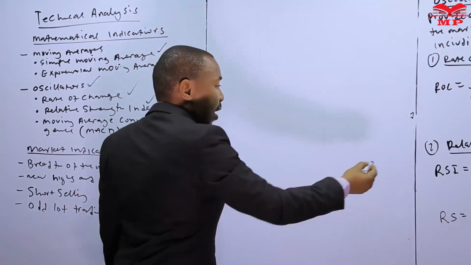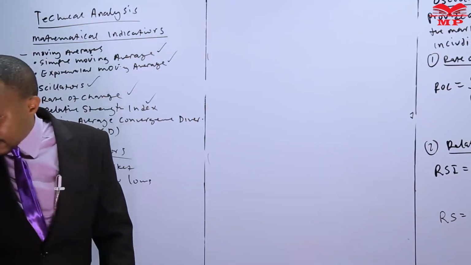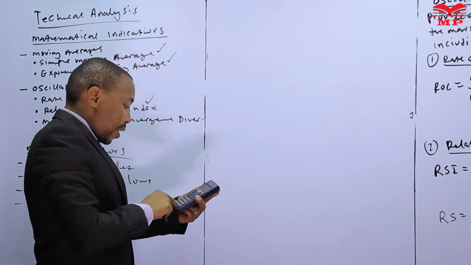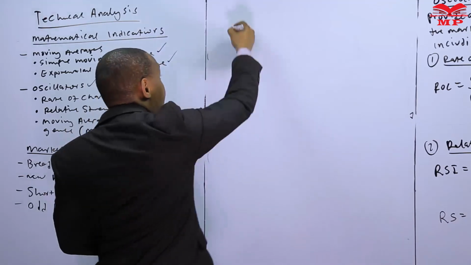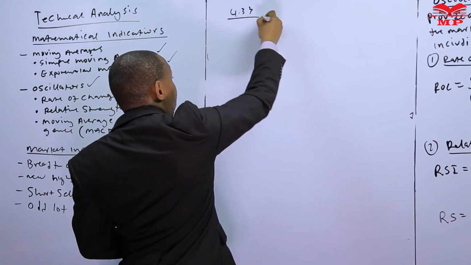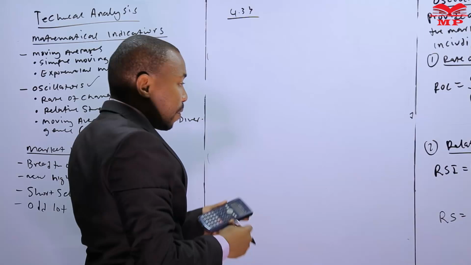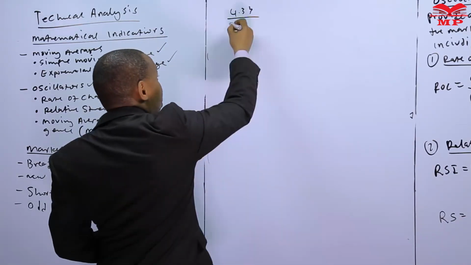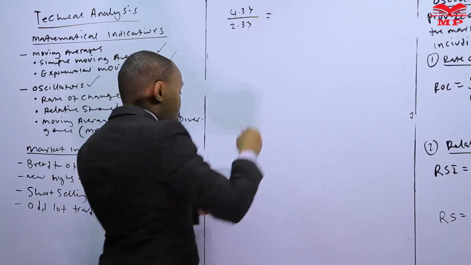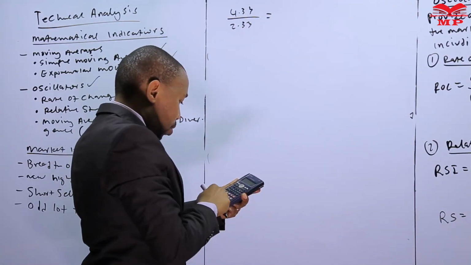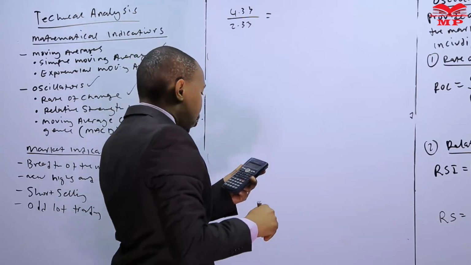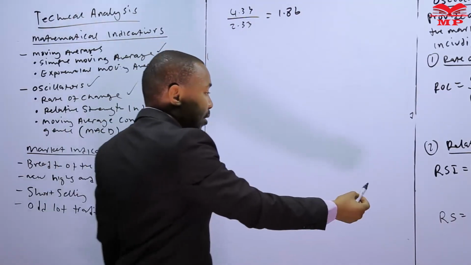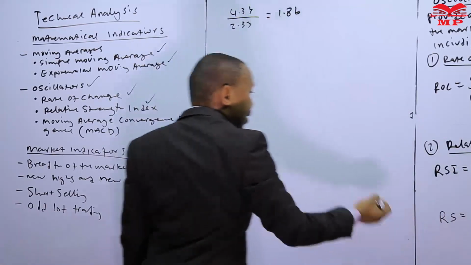So for the average gain, we have 13 divided by 3. I have the calculator right here with me. 13 divided by 3, we get 4.33, which is the average gain. Then 7 divided by 3 is 2.33, the average loss. So how much do we get? 4.33 divided by 2.33, and we have 1.86. Now that is the relative strength, and we plug that in there.